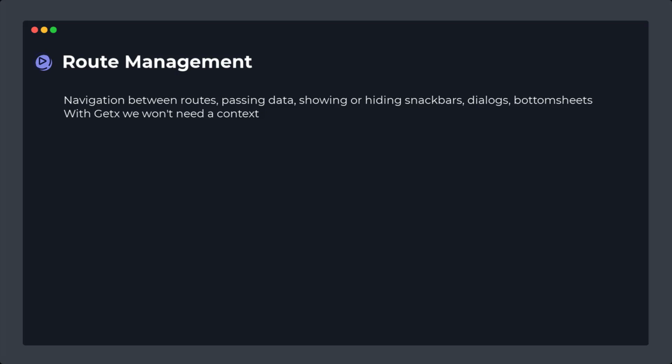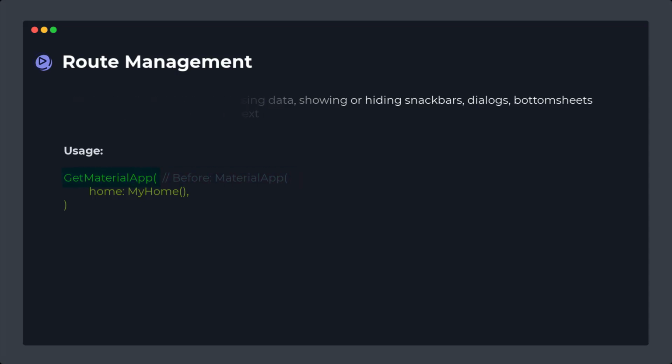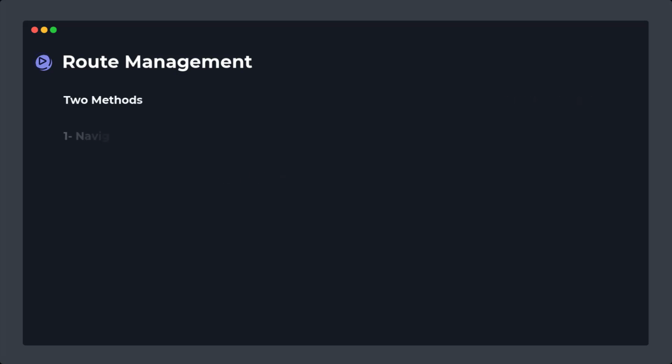And while using route management, the first and foremost thing is that we must change this MaterialApp to GetMaterialApp. So route management has two major ways. The first one is navigation without named routes, and the second one is with named routes. You might be familiar that while developing apps, we usually use navigation without named routes.